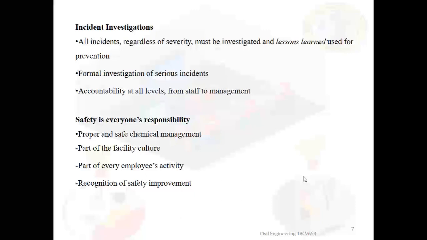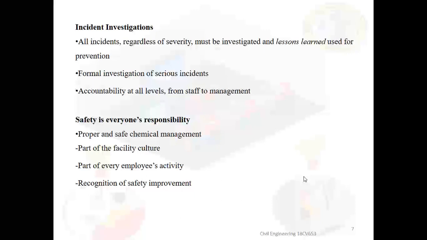Even if a small hazardous incident happens due to a chemical, it has to be taken seriously, and lessons should be learned from it on how to prevent it. A formal and serious investigation has to be done, and accountability at all levels from staff to management has to be investigated for the cause of the incident.